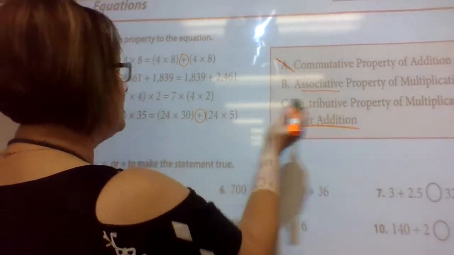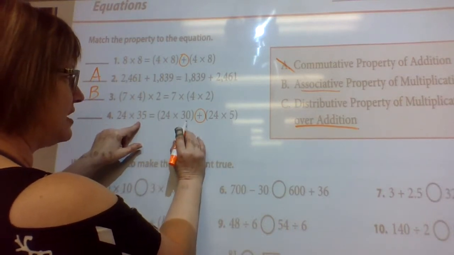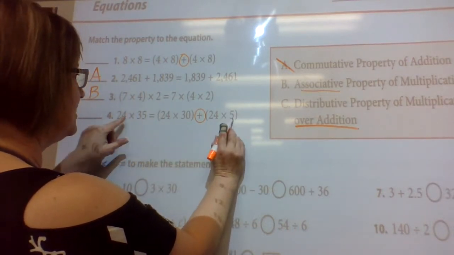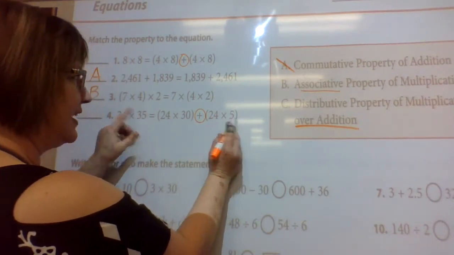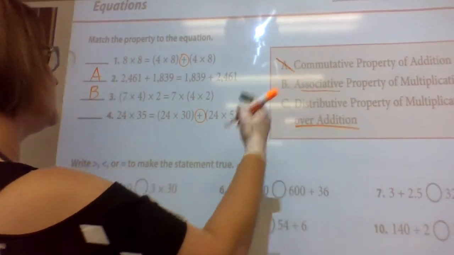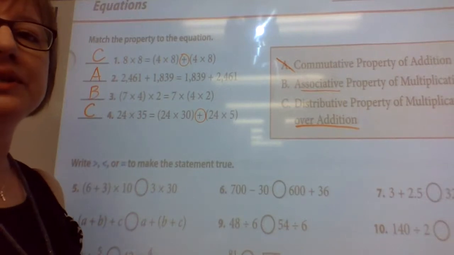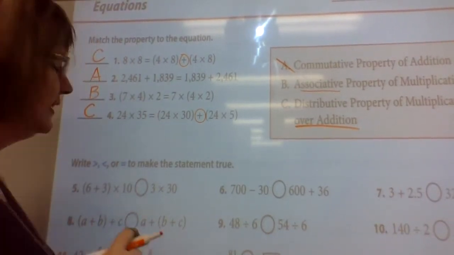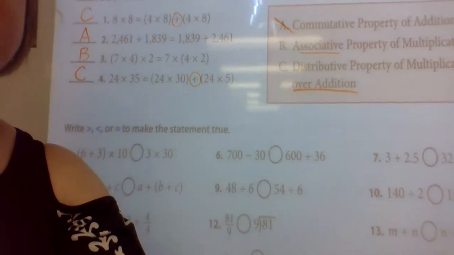And then the distributing, see how they distributed 24 times 35? They took out the 30 and they took out the 5, so they multiplied 24 by 30 and then 24 by 5 and added them together. Remember, that was the distributive property of multiplication over addition. So these 2 are both doing that. Those 2 are C. Okay?